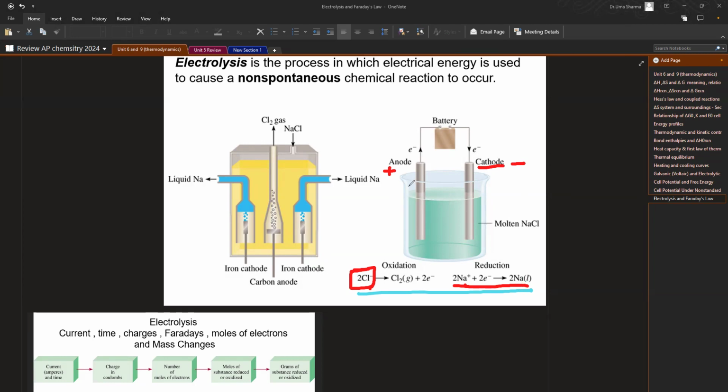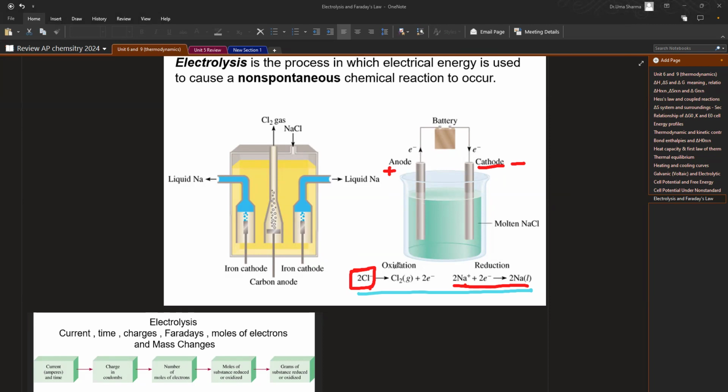Now, is anode oxidation or reduction? That thing is not going to change here. Anode is still oxidation, and cathode is reduction. The same thing is there in the galvanic cell and the same kind of nomenclature we are using here also. Anode, oxidation, cathode, reduction. And that is what is happening over there.